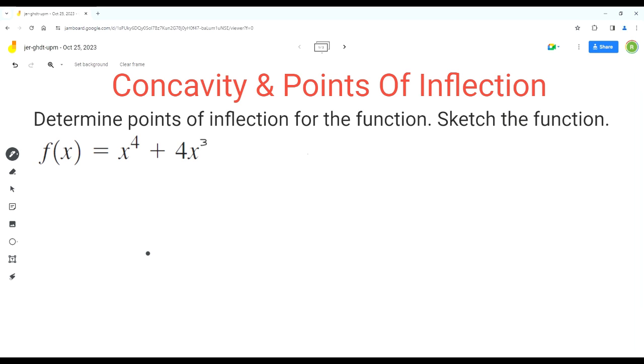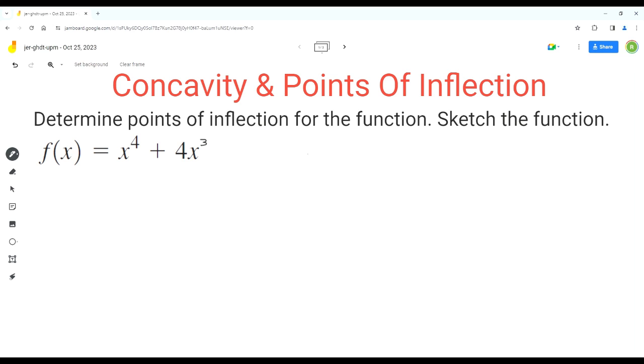So in this video, we'll solve this problem using the concept of derivatives. The problem is: determine points of inflection for the function and then sketch the function. We know that points of inflection are points where the second derivative of the function is equal to 0. So the first step is to find the second derivative of this function, x to the power 4 plus 4x cubed. So we'll start by finding the first derivative.